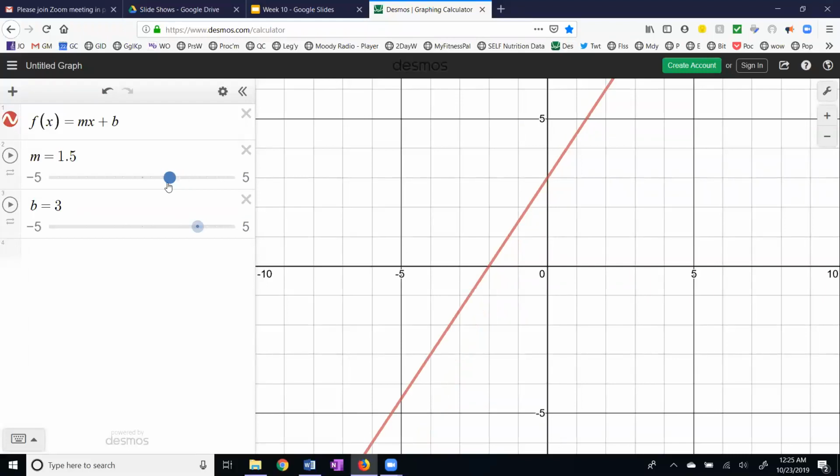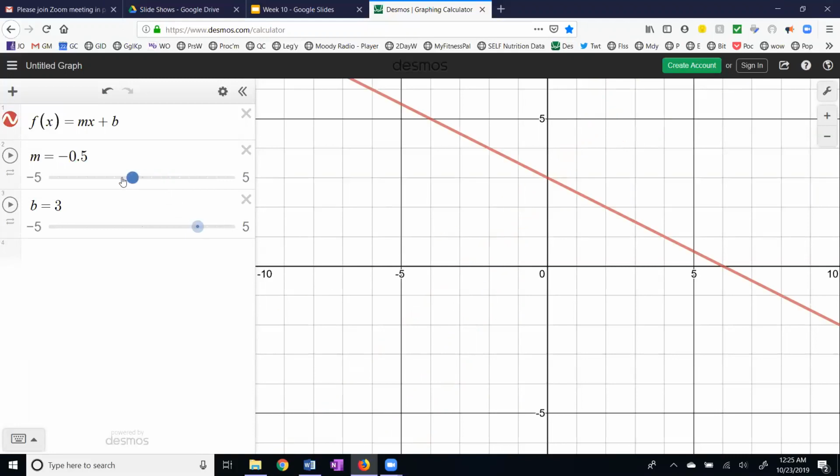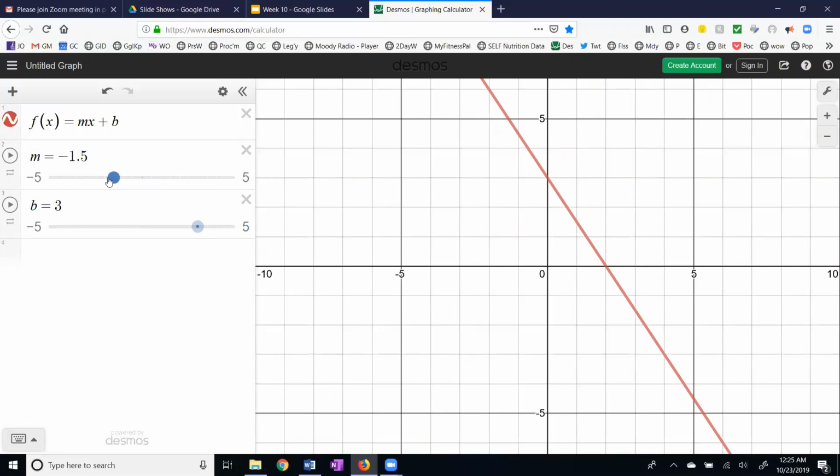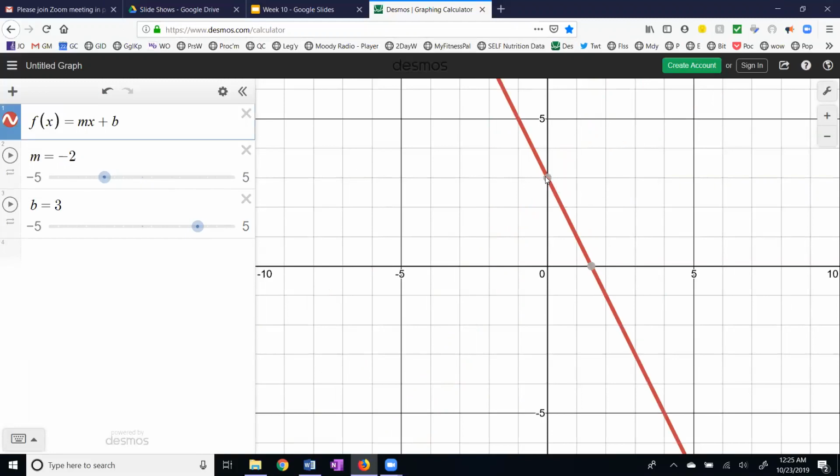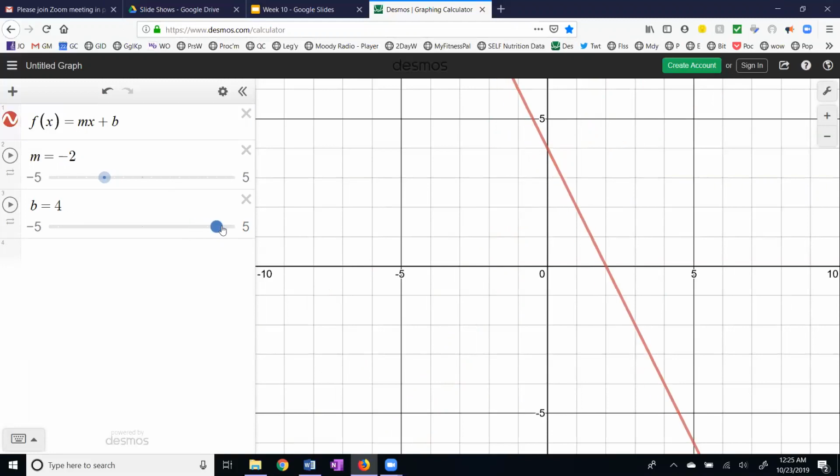Here's a slope of 1/2. Here's a slope of 1, which means it's going to be on a 45-degree angle. We can have a negative slope, which means it's going to be going down and to the right. B is the starting value. It's this point here on the y-axis, which is 0, 3. Here, the y-intercept is 0, 4.